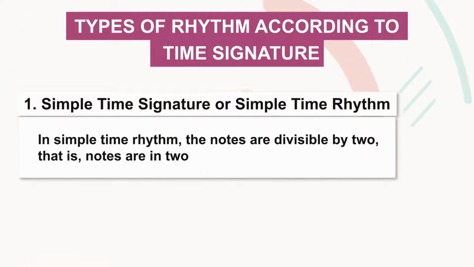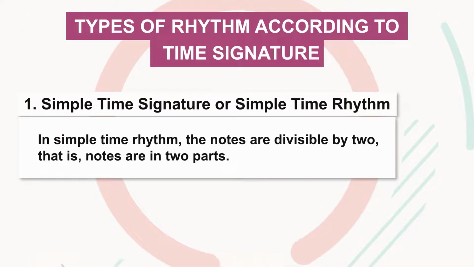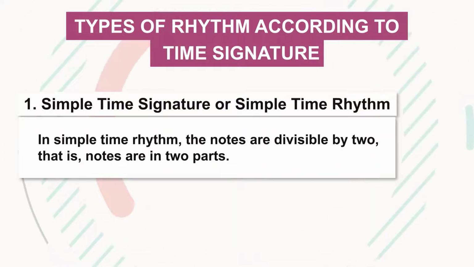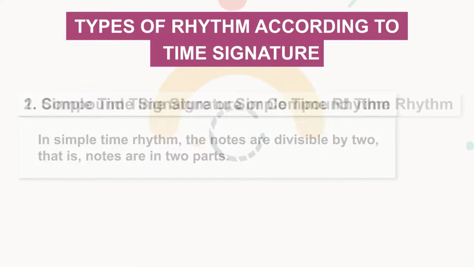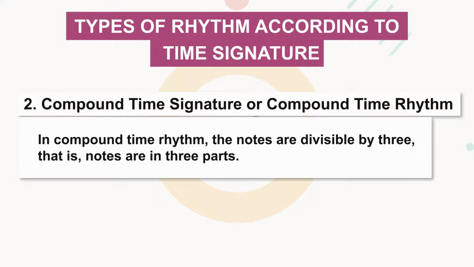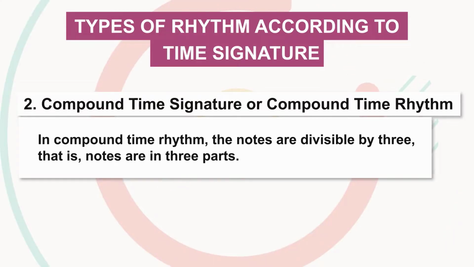In simple time rhythm, the notes are divisible by 2, that is, notes are in 2 parts. In compound time signature, the notes are divisible by 3, that is, notes are in 3 parts.